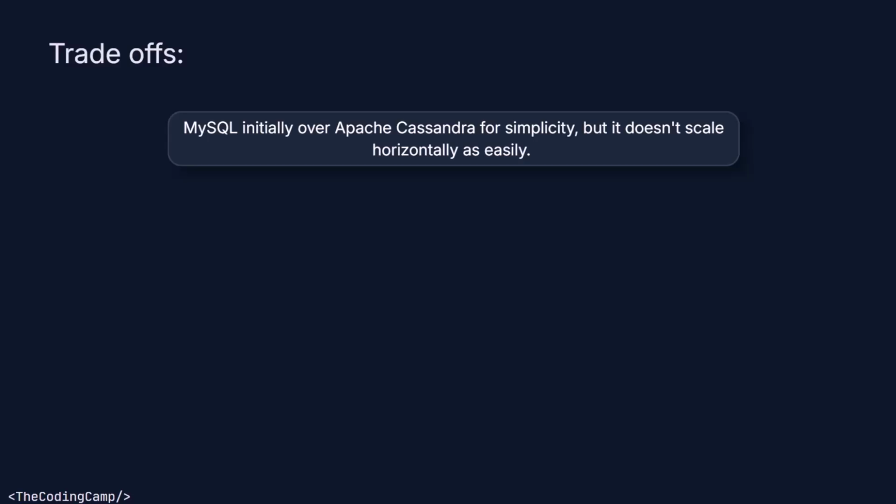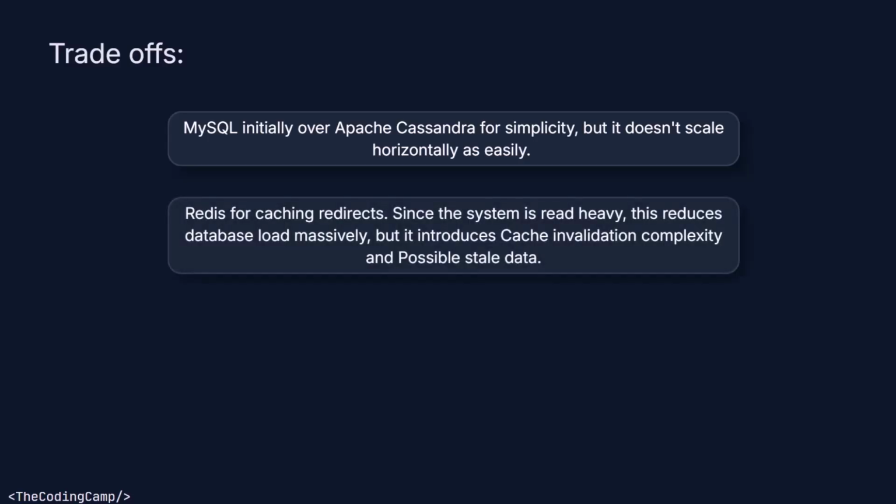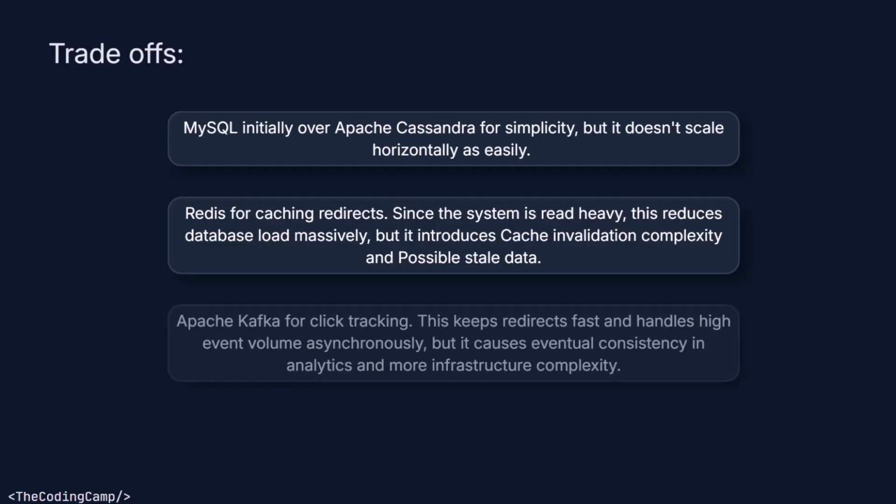I used Redis. Since the system is read-heavy, this reduces database load massively, but it introduces cache invalidation complexity and possible stale data. I used Apache Kafka for click tracking. This keeps redirects fast and handles high event volume asynchronously, but it causes eventual consistency in analytics and more infrastructure complexity. Since analytics is not in the critical path, async is worth it.